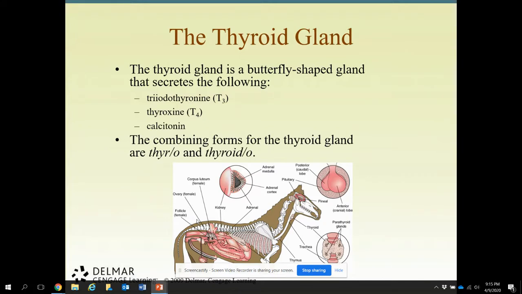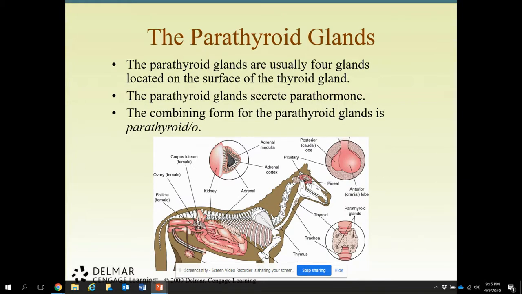The thyroid gland is a butterfly-shaped gland that secretes the following. So T3, T4, and calcitonin. So that is the thyroid gland. That can have a lot to do with weight gain and stuff like that. So sometimes if people are having trouble, they check their thyroid gland and stuff. Parathyroid glands are usually 4 glands located on the surface of the thyroid gland. The parathyroid gland secretes parathormone.